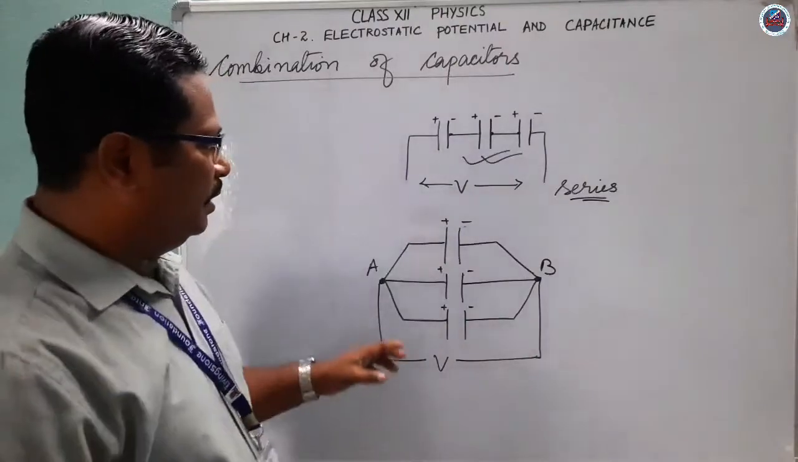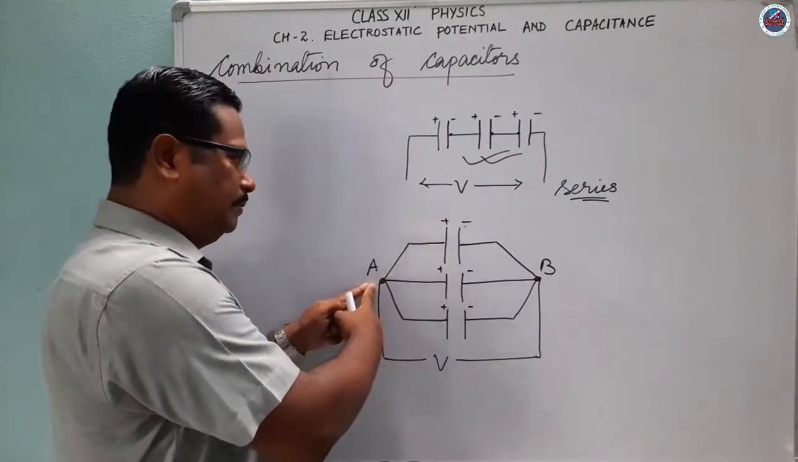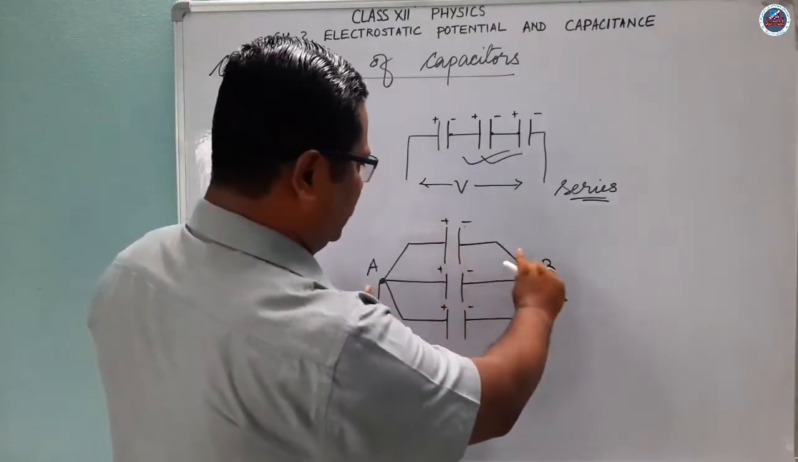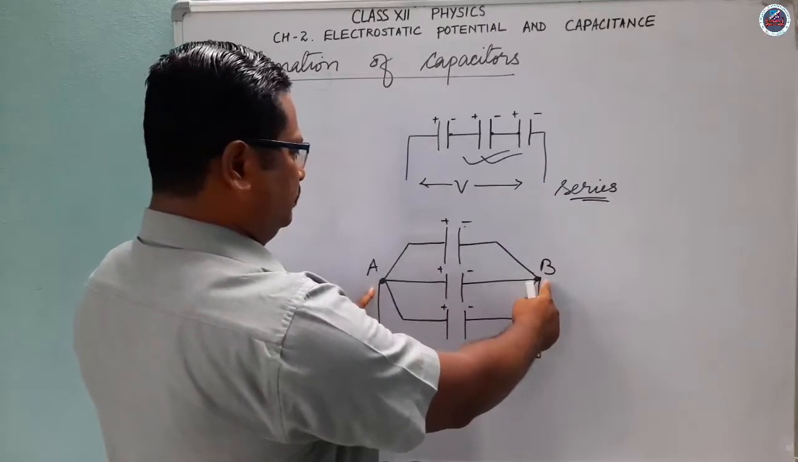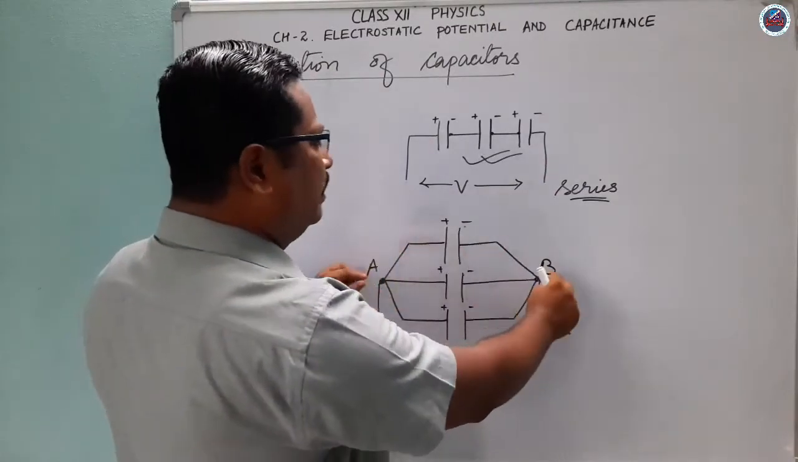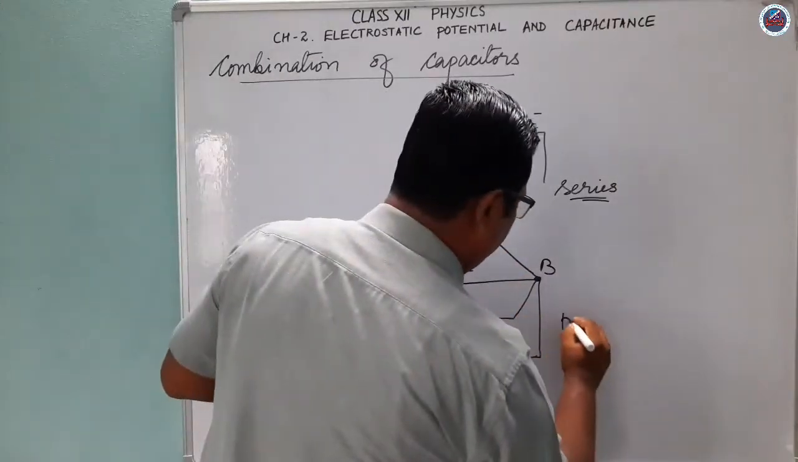And if all the positive ends are connected at one point, that is at A, and the negative ends are connected at point B, then you have only two terminals where all the capacitors are connected. This type of connection we call a parallel connection.